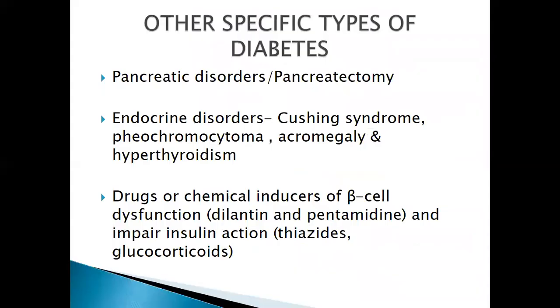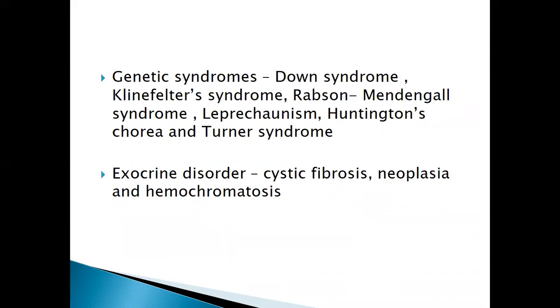Now, there are other specific types of diabetes. This may arise due to pancreatic disorders or any other endocrine disorders, or it may be, on the other hand, induced by different medications or chemicals, such as phenytoin, thiazides, and glucocorticoids. It may also be caused by any genetic syndromes or conditions and some exocrine disorders.